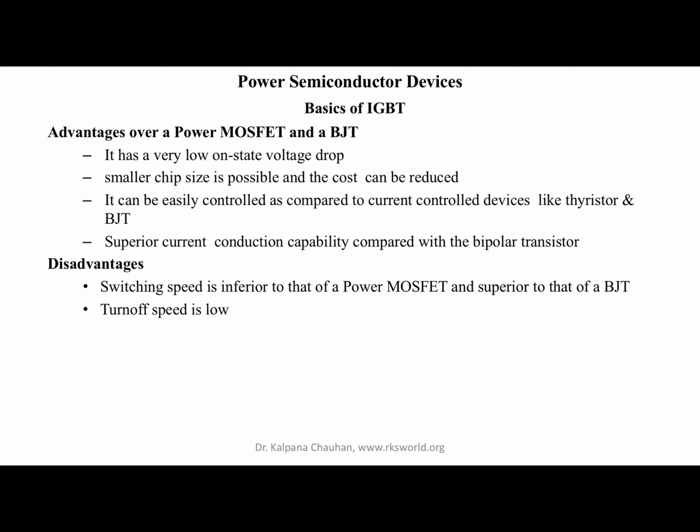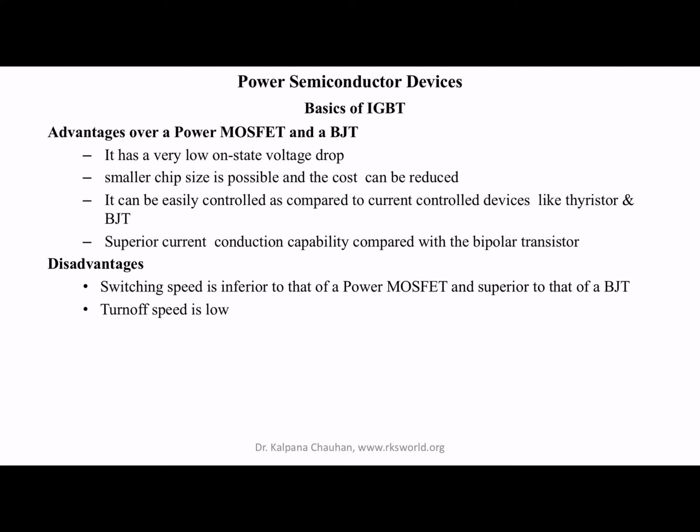Here are some advantages of why we go to the IGBT over the power MOSFET and the BJT. The IGBT has a very low on-state voltage drop, a smaller chip size is possible, and the cost can be reduced. It can be easily controlled as compared to current-controlled devices like thyristor and BJT. It has superior current conduction capability compared with bipolar transistors.